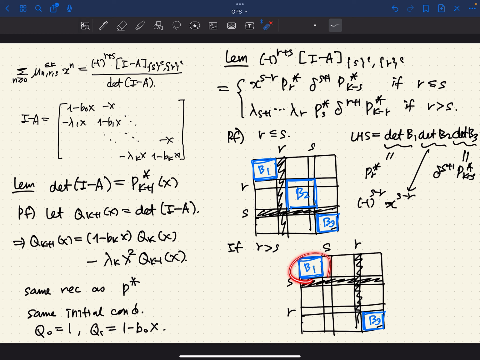So B1, B3 are in the same position, but B2 is now over here. And now this is a diagonal entry, and it's upper triangular. The diagonal entries are those over here. That means the determinant of B2 is now (-1)^(s-r) times lambda_s plus 1 through lambda_r. Exactly, that's over here. So that's the proof, basically.